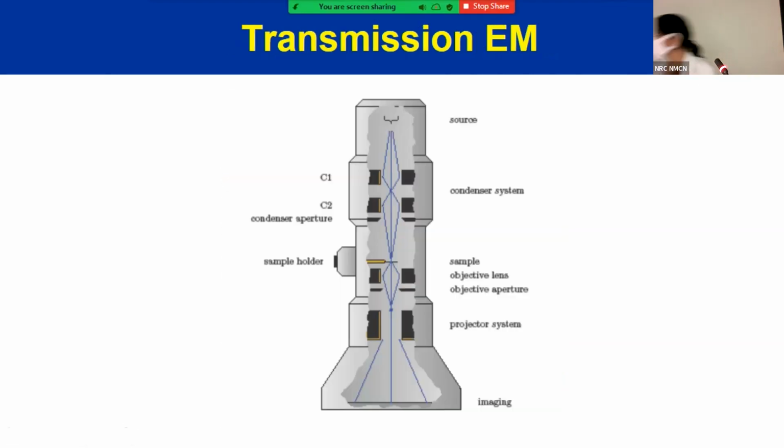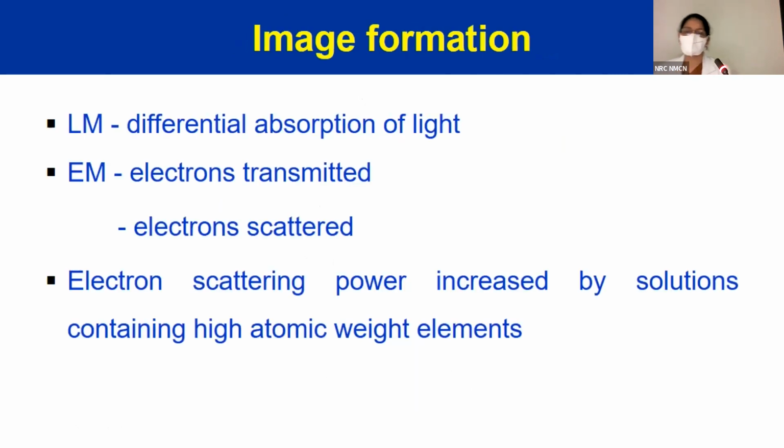Okay, this is again to show it in a different way, but similarly, you have lenses and a source, and the imaging system is at the bottom. So the image formation in light microscopy is by differential absorption, whereas in electron microscopy, it is by the transmitted electrons and also by the electrons which are scattered. So the electron scattering power is increased by solutions which have high atomic weight. And therefore, the staining that we do in light microscopy is completely different from what we do in an electron microscope for tissue which has to be seen by an electron microscope.